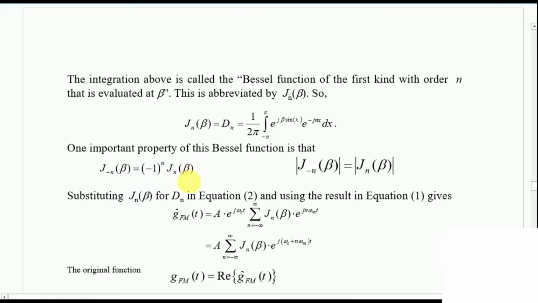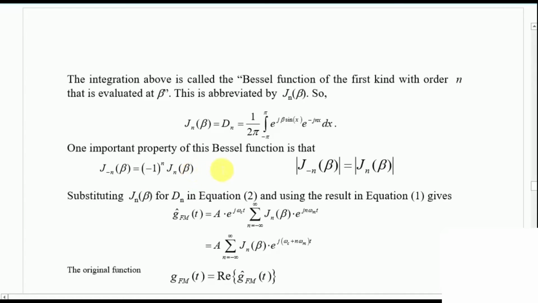But at the same time, if you put n equal to 2, J minus 2, so minus 1 raised to power 2 is simply 1, so this would be cancelled, and this J2 of beta, so that means J minus 2 of beta is equal to J2 of beta, but J minus 1 of beta is equal to minus J1 of beta.